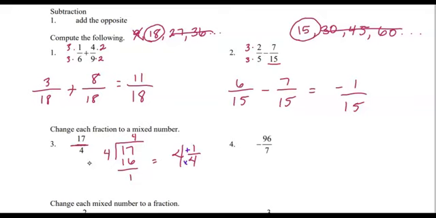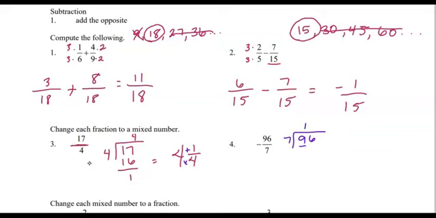Now on number 4, we have 96 pieces. Yes, they are negative, and it takes 7 pieces to make a whole. It's a whole split into 7 equal sized pieces. And so if I want to write that as a mixed number to see how many wholes I have, I take 96 of these pieces with it taking 7 to make a whole.